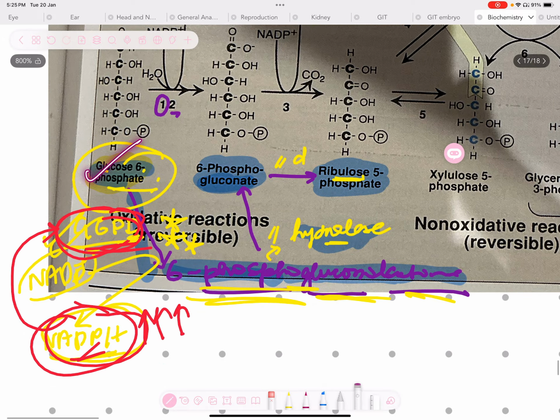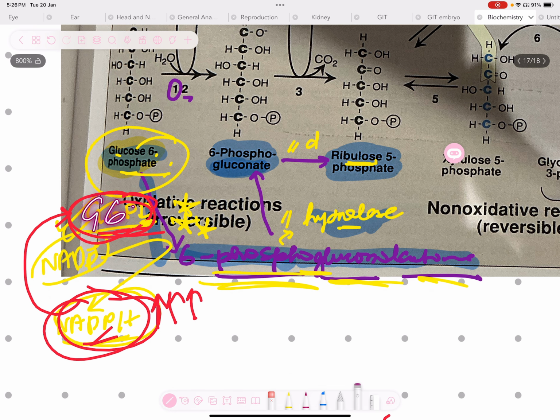Now, when you talk about the oxidative steps, right here, which are irreversible. Starting off, you're going to have glucose 6-phosphate. Glucose 6-phosphate gets converted to 6-phosphogluconolactone. I know this name is kind of difficult and a mouthful, but let's get hold of it. So glucose 6-phosphate gets converted to phosphogluconolactone, and for that you need this very important enzyme that we'll be discussing, G6PD, which is the glucose 6-phosphate dehydrogenase enzyme.